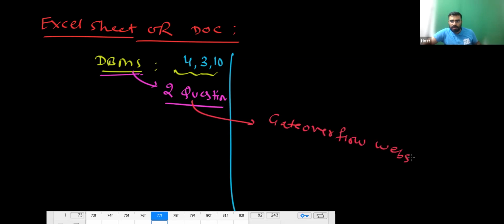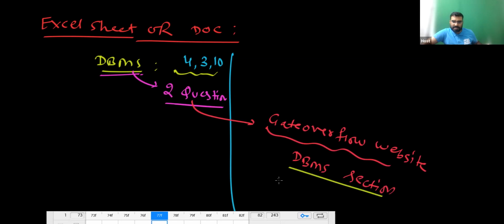Go to the GATEOverflow website. In the GATEOverflow website, go to the DBMS section. Is this clear? Go to a random page in the DBMS section.